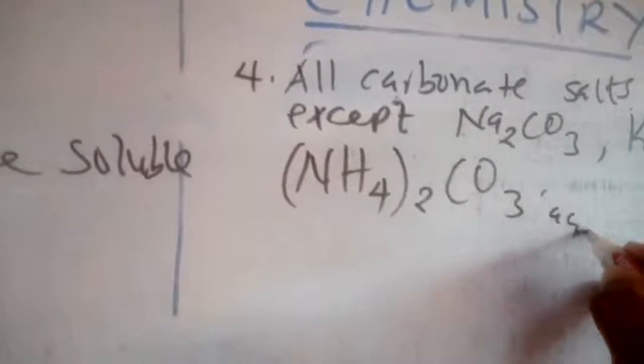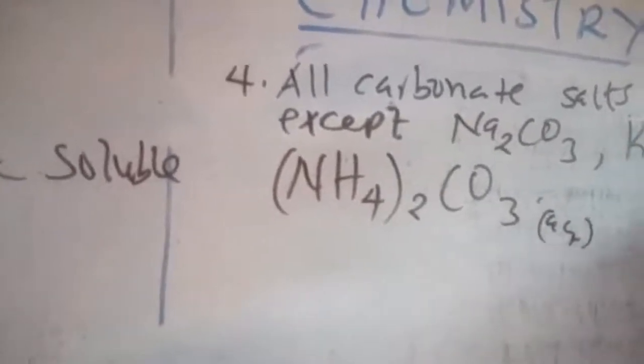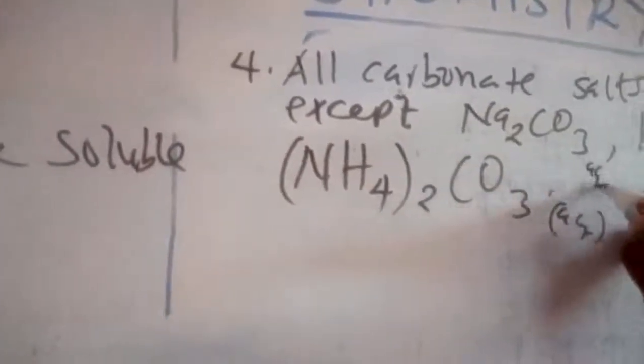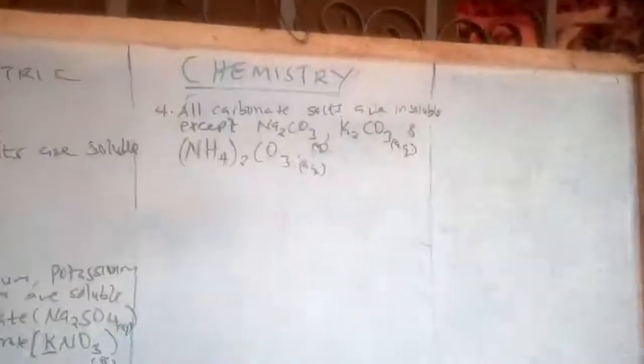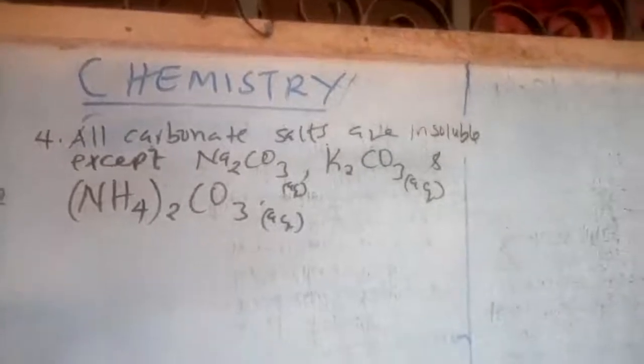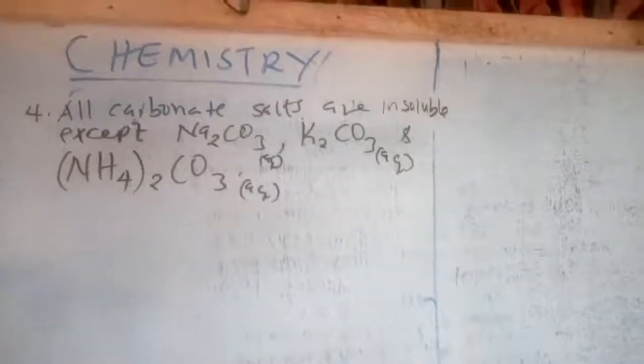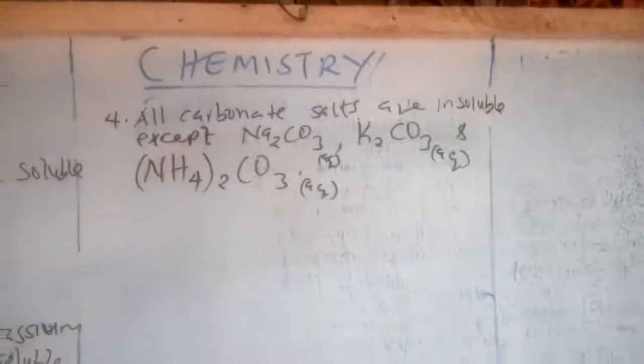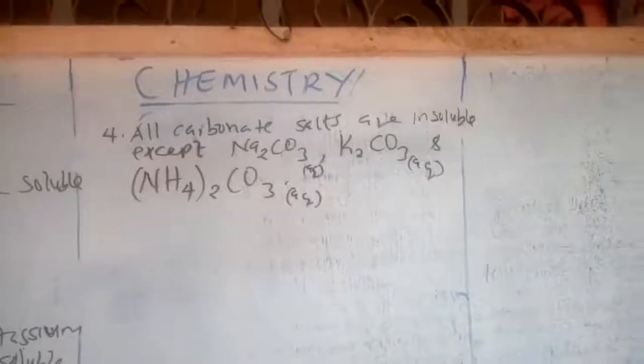So now we can write (aq). If they are in solution, you just write (aq) because they are soluble. Any other carbonate apart from those of sodium, potassium, and ammonium, you are supposed to represent with the letter S, meaning they are insoluble.